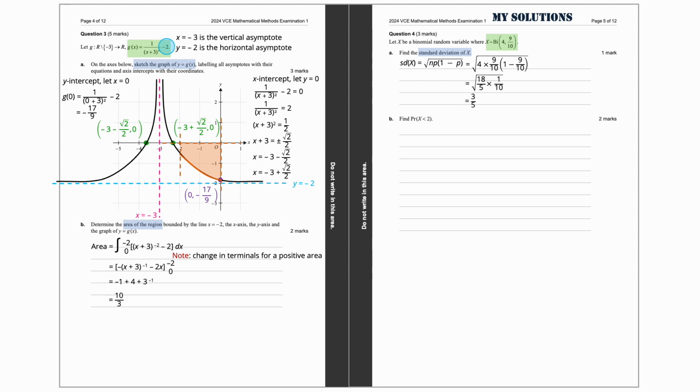Part B. Find the probability that x is less than 2. The probability of x is less than 2 equals probability of x equals 0 plus probability of x equals 1. We use the formula to calculate the two probabilities. And this gives us 37 over 10,000 or 0.0037.